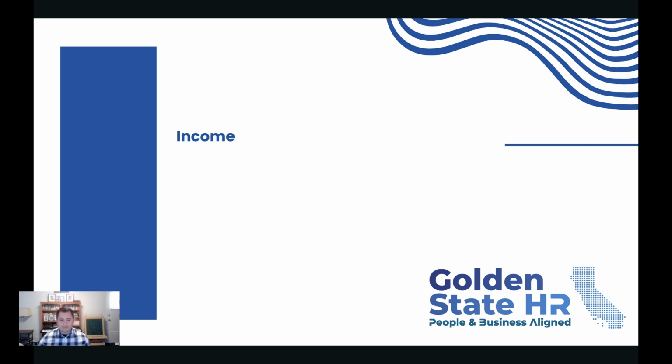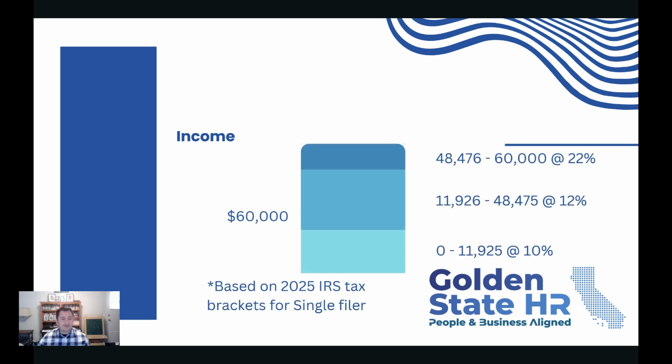For example, an individual who makes $60,000 will have their first $11,925 taxed at 10%. Everything from $11,926 to $48,475 is taxed at 12%, and only what they earn from $48,476 and above is taxed at 22%. The tax brackets continue beyond that, but you get the picture.